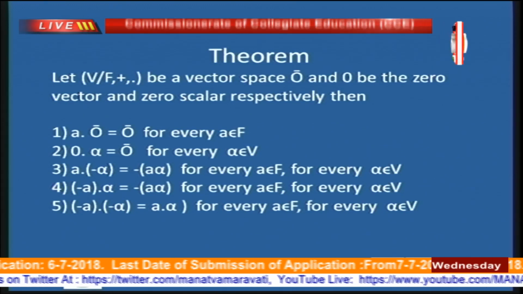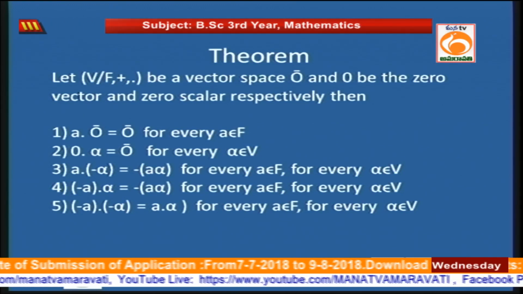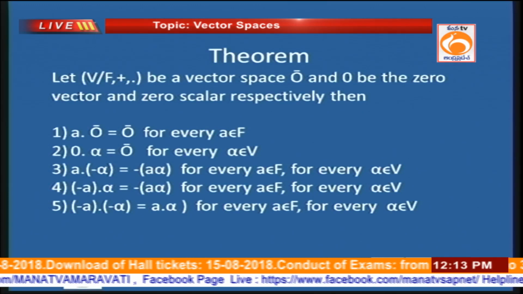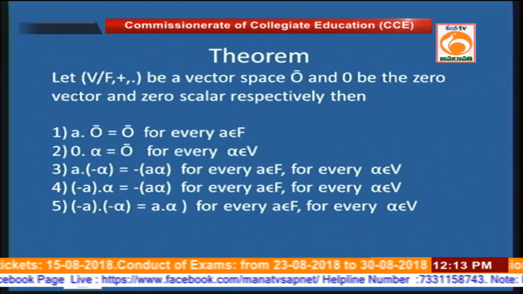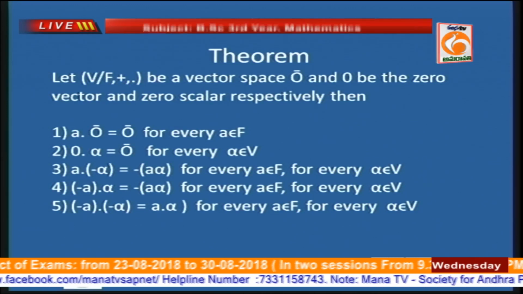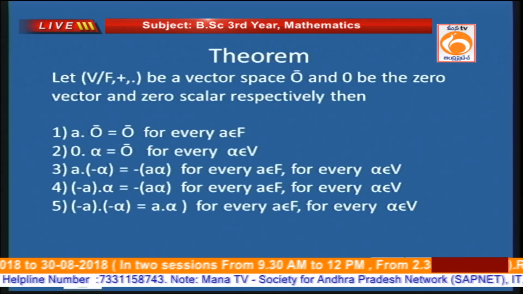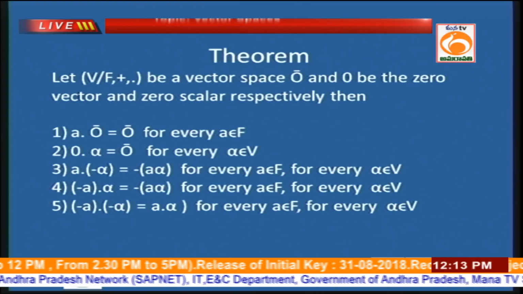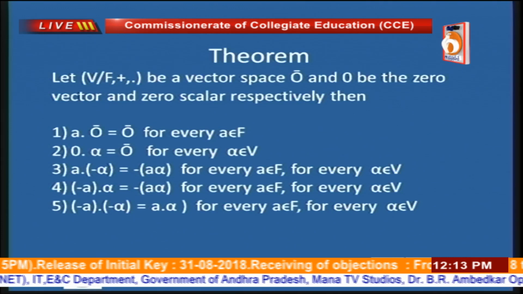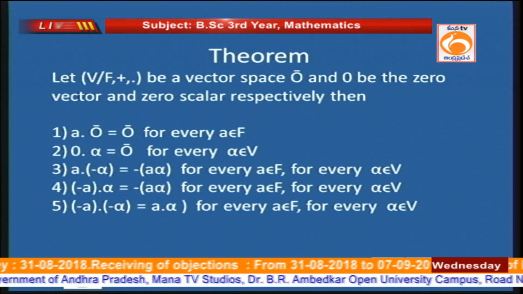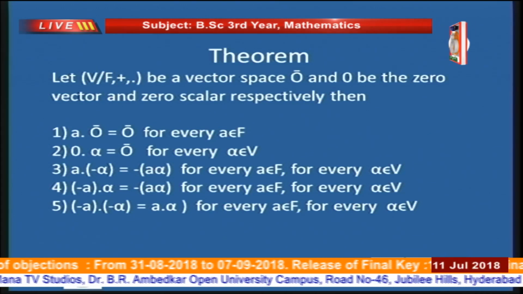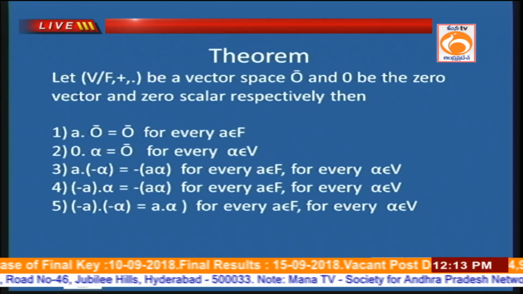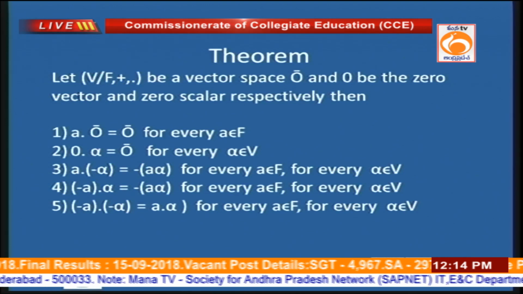So, you have the zero vector and you multiply the zero vector by any scalar, the result is again the zero vector. The second condition is 0 dot alpha is again 0 bar for every alpha belonging to V. The third condition is A dot minus alpha is minus A alpha for every A belonging to F and for every alpha belonging to V. The fourth one, minus A dot alpha, which is again minus A alpha for every A belonging to F and for every alpha belonging to V.